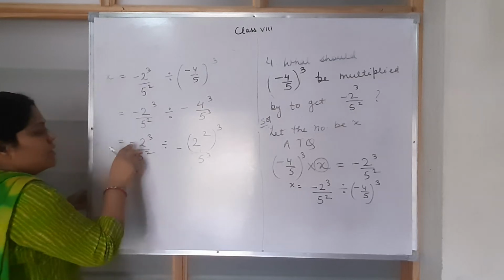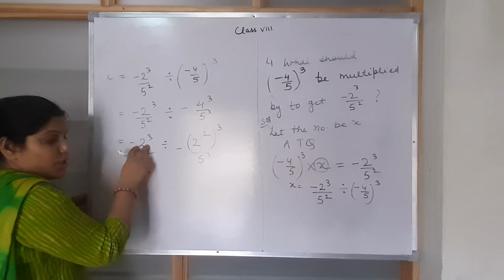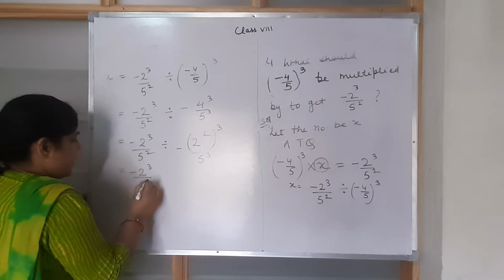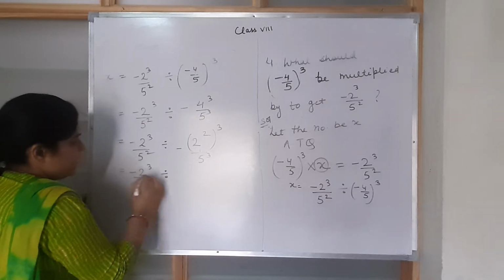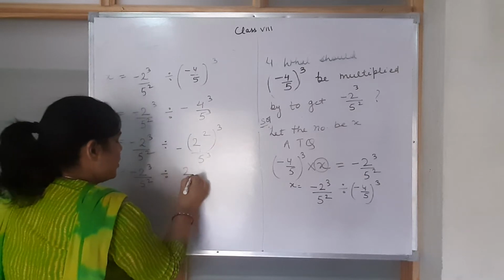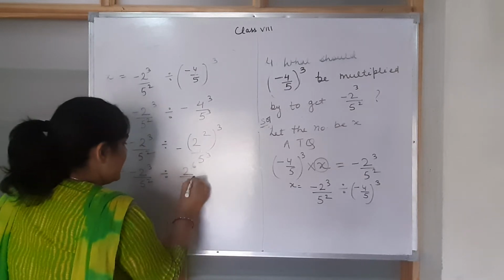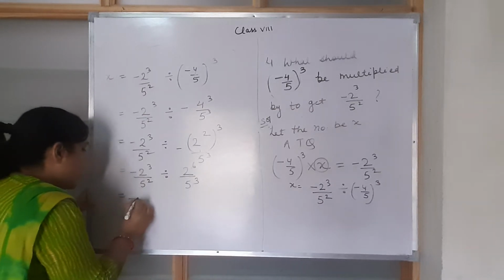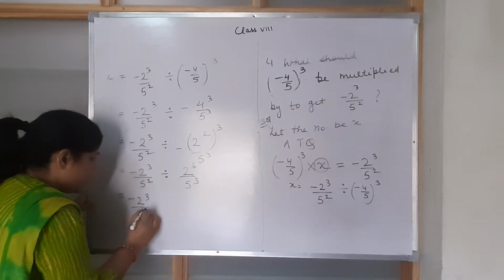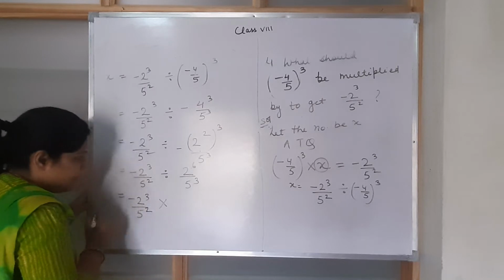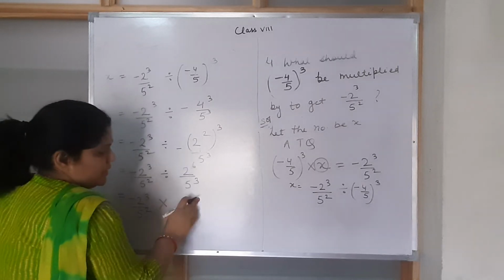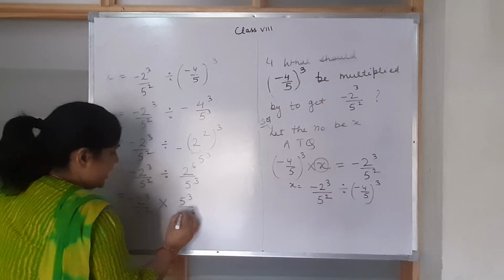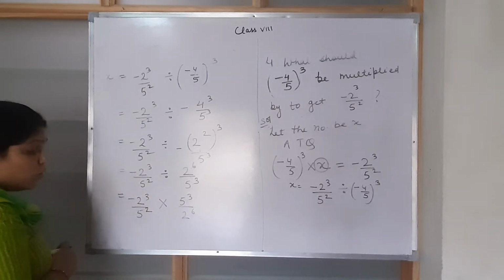Why are we doing it? Just because we have base 2 here. Now just look here. (-2)^3/5^2 divided by, this is going to be 2^6 over 5^3. Now you know how we divide? Yes, when we divide, we put a multiply sign and we take the reciprocal of this. So when we take the reciprocal, this is going to be 5^3 over 2^6. I hope now you can do it.